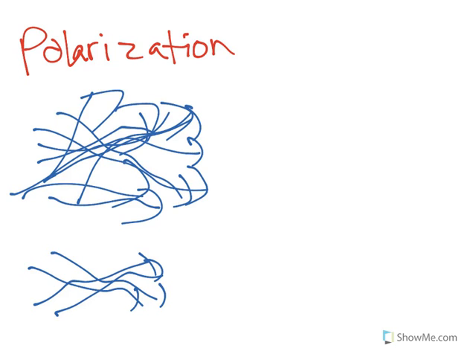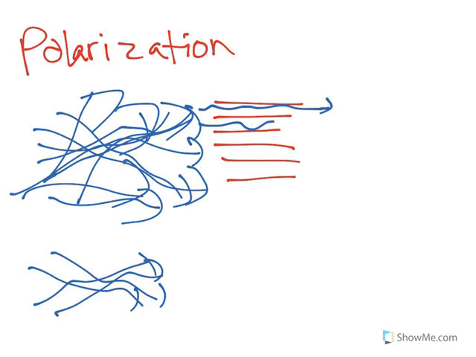But with polarization, what you do is you create tiny slits in a film, and these tiny slits allow only light that's traveling in a certain direction to go through. So we have polarization only in one direction. That is how polarization works: light being forced to go only in one direction.